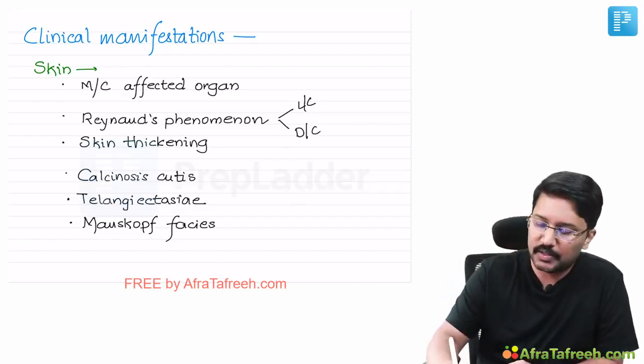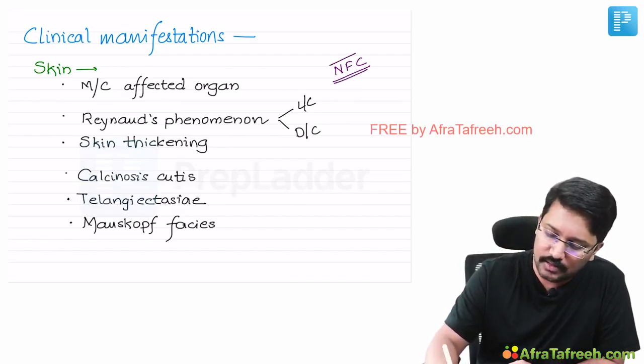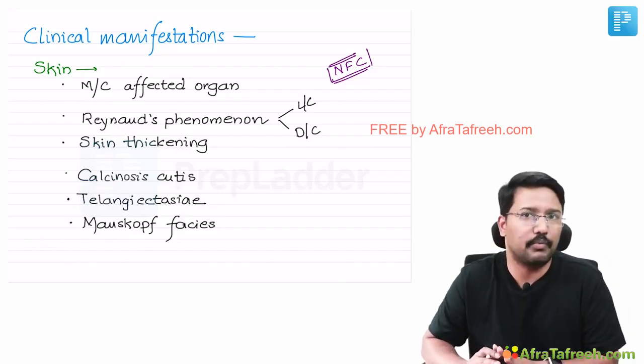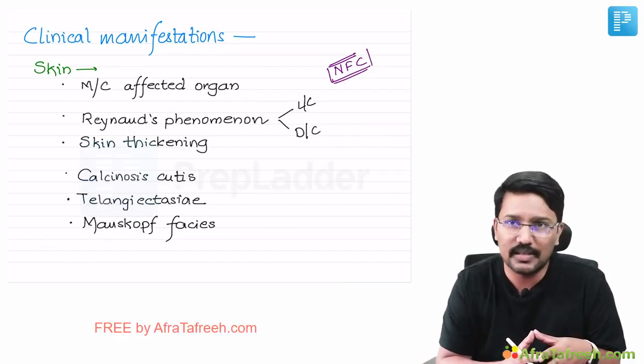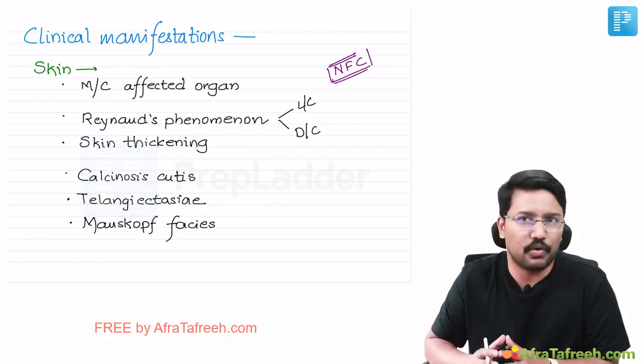What helps us to distinguish between these two is nail fold capillaroscopy, right? So remember, this is becoming an important area for MCQs these days. So I want you to remember about it. Nail fold capillaroscopy helps us to distinguish between primary Raynaud's disease and secondary Raynaud's phenomenon. Okay, how does it help? We will discuss more about it.